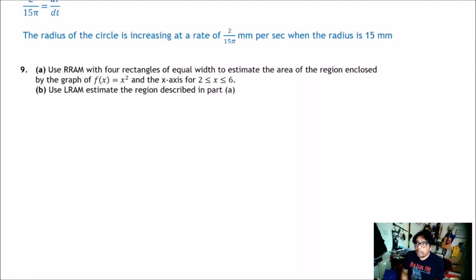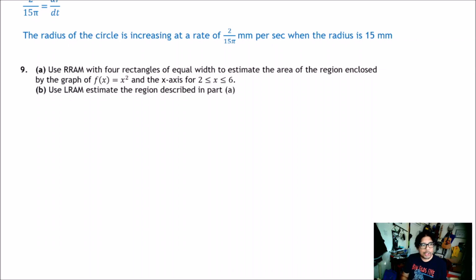All right, everyone, we're going to continue here with video 3 of our AP Calculus B final review. And here we get a question about RRAM and LRAM. Question 9 says, Part A, use RRAM with 4 rectangles of equal width to estimate the area of the region enclosed by the graph f of x equals x squared and the x-axis for x between 2 and 6.